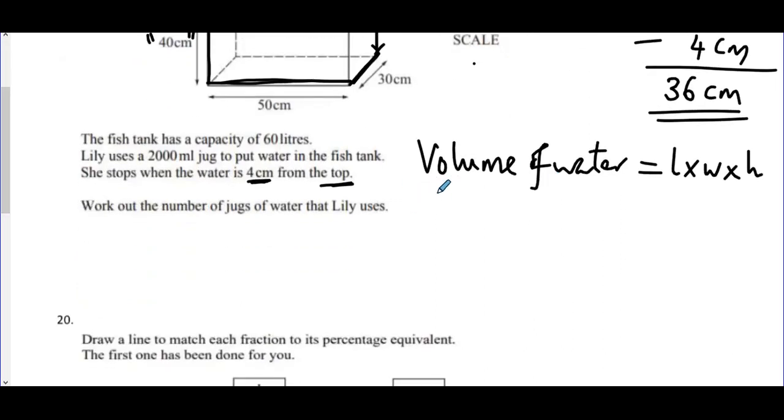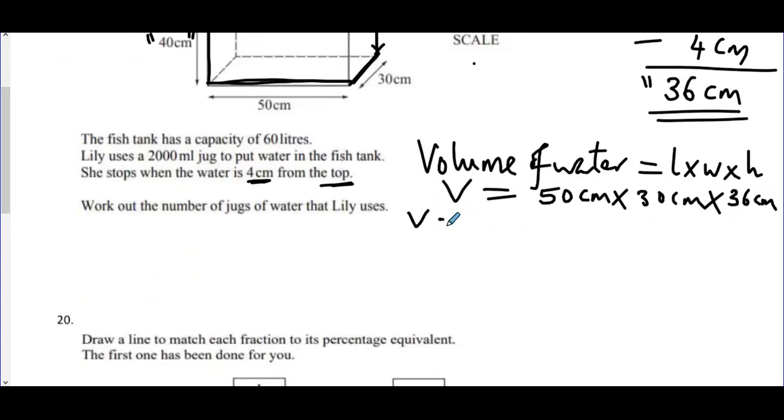Now the volume of water, V for volume, will be equal to length, which is 50 centimeters, times width, which is 30 centimeters, times height. As I said earlier, this will not be 40, it will be 36 centimeters.